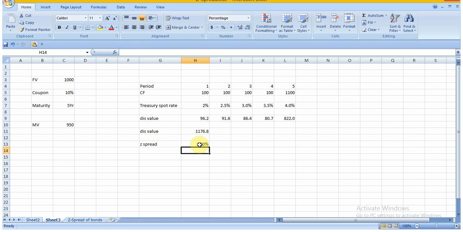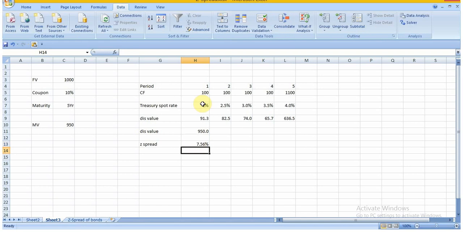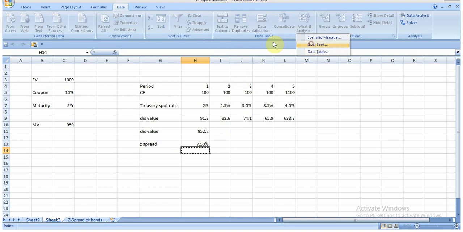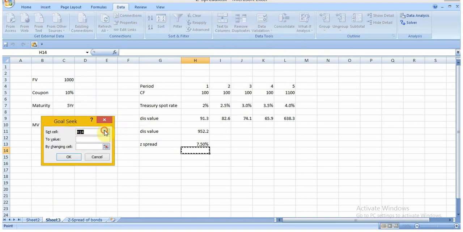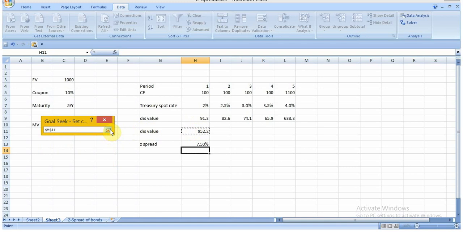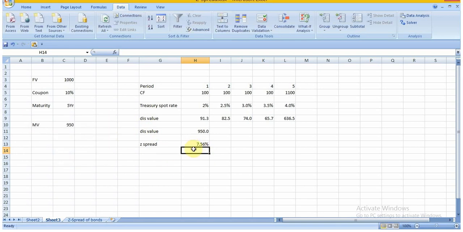When I make it 4%, it is even closer to the market value. Let's increase it further. Let's make it 7%, more close. Make it 7.5%, a very close number. If you want to know the exact rate, we can use the Goal Seek feature, where we can change this cell to get the value of 950 by changing this cell. So 7.56 is the exact rate at which the discounted value will be equal to 950.